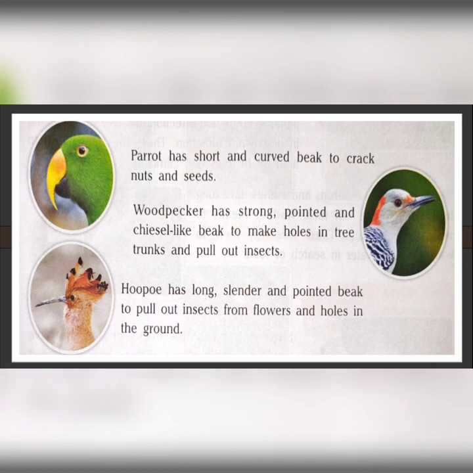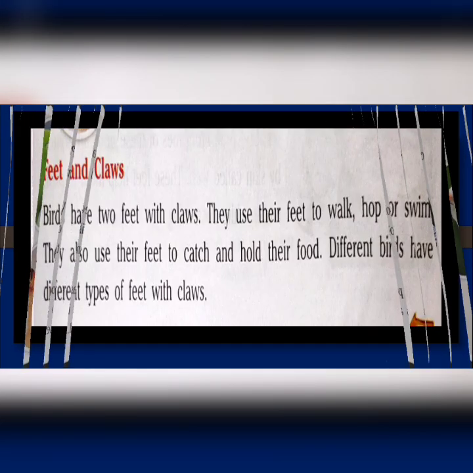We all have seen a parrot, right? A parrot has a short and curved beak so that it can crack nuts and seeds. And a woodpecker has a strong, pointed and chisel-like beak to make holes in tree trunks and pull out insects. And a hoopoe has a long, slender and pointed beak to pull out insects from flowers and holes in the ground. So these are the different kinds of beaks present in different kinds of birds.